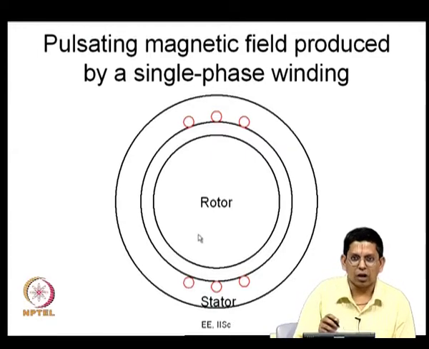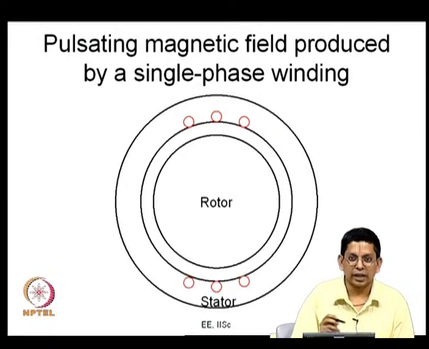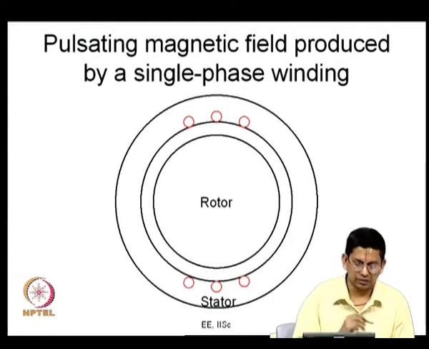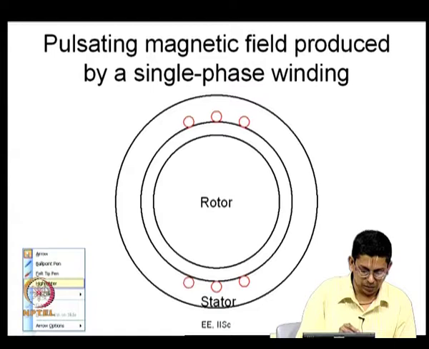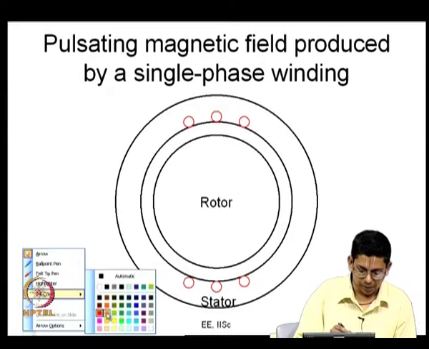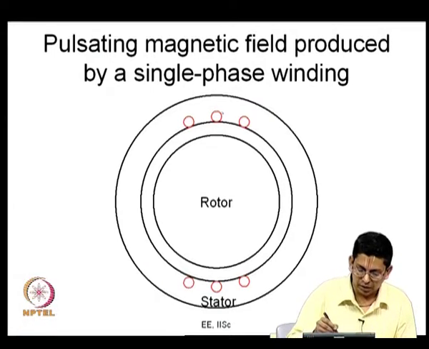Let us say you have a coil. What does this coil do? It produces a magnetic field. What is the direction of the magnetic field is an important question now. Well, that depends on the direction of current flowing. So, let us consider some direction of current flowing. Let us say the current is dot, and the current here is cross.